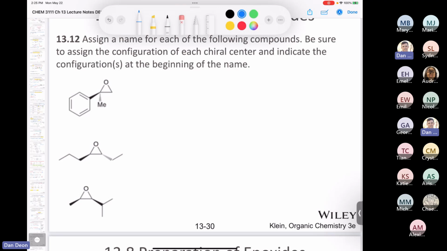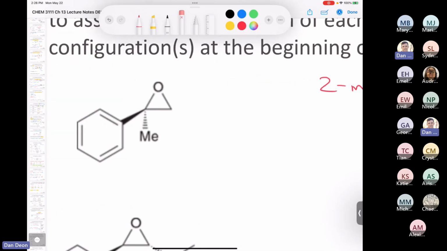If we want to name this compound as an oxirane, we're going to start with carbon number, I'll be consistent with my colors, 1, 2, 3. So we have a 2-methyl, 2-phenyl oxirane. So let's scribble that down. 2-methyl, 2-phenyl oxirane, like that. So now we need to determine the stereochemistry. Is this an R compound or an S compound?